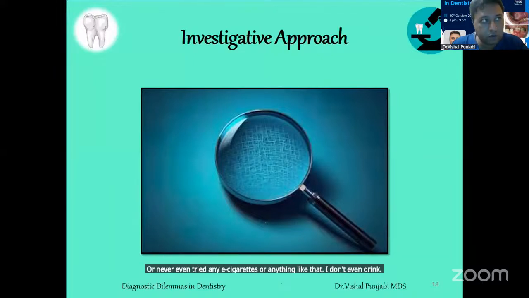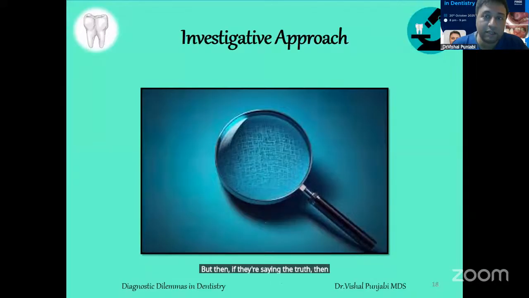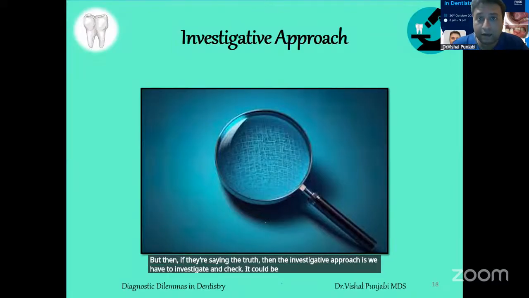So we have to consider that. First of all, we also have to check, because sometimes patients end up lying a bit. But if they're telling the truth, then the investigative approach is that we have to investigate and check. It could be a candidal lesion, a fungal infection, which looks very similar to a white patch.